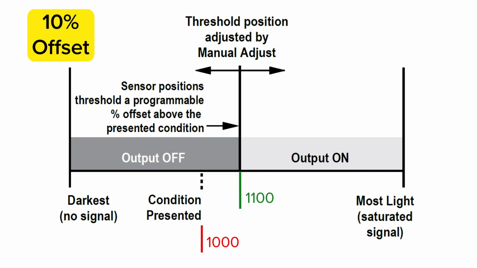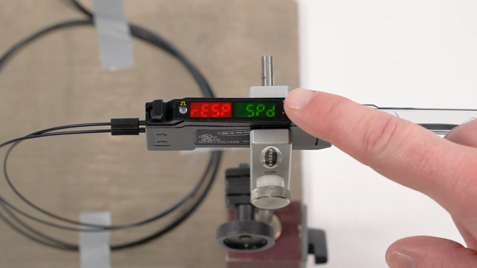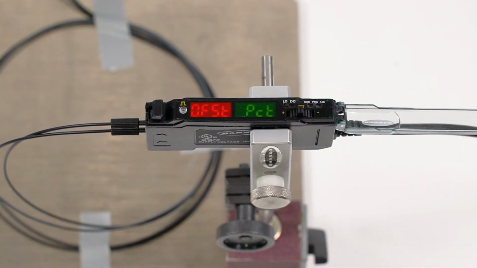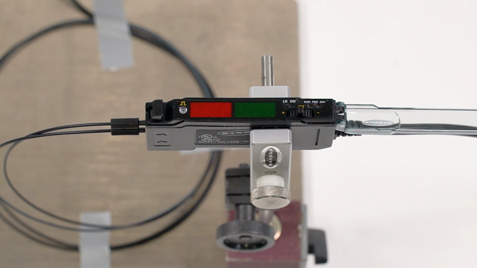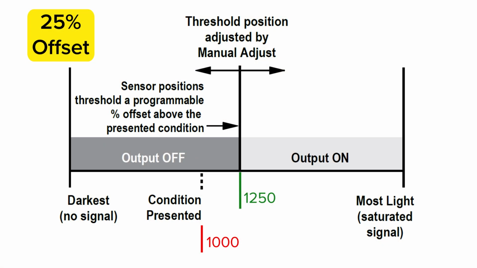The dark set teach mode will place the switching threshold a specified percentage above the presented condition. By default, this offset percentage is set to plus 10% of the taught condition. To change the offset percentage, use the rocker button to select the offset percentage menu. Then select the required percentage and push the rocker button again. It is recommended to set this value prior to teaching the amplifier.